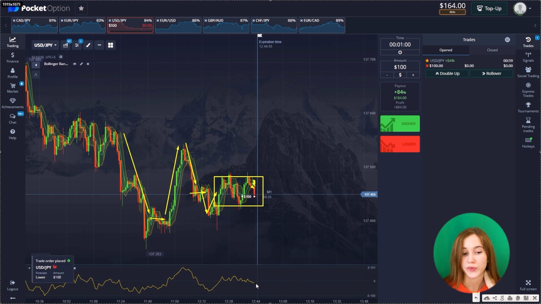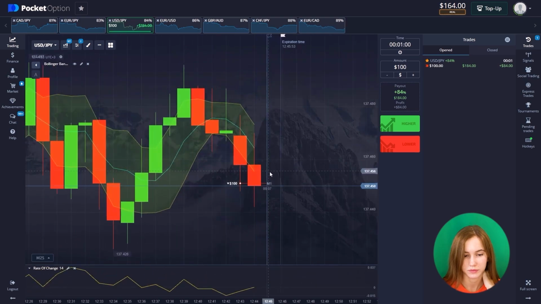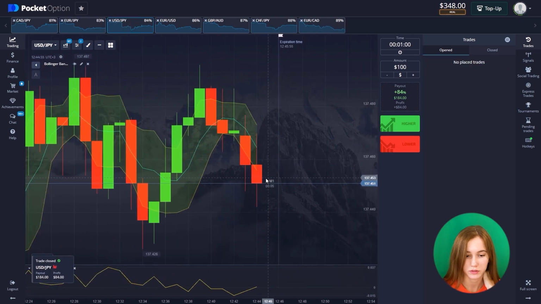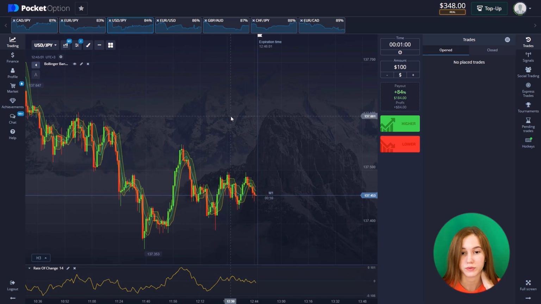We are below the 0 mark by this indicator, and we're still in decline in the overall picture. 3 seconds left. Zoom it. Yeah, last deal, like the previous one, the profit is $84, as we have percentage, 84. $348. Pretty good.